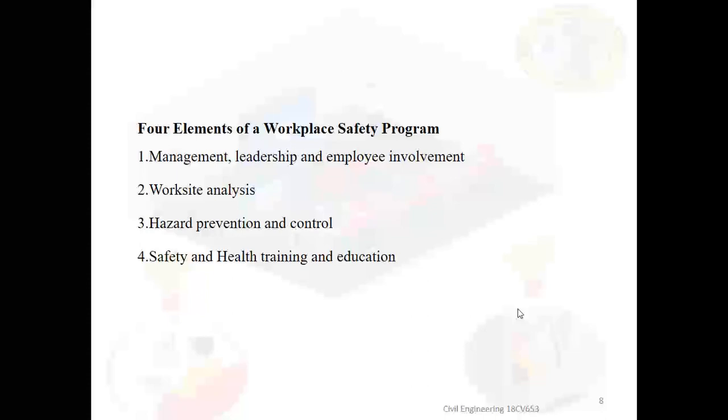Second one is work site analysis. We have to analyze the work site, what the procedures are. Then hazard prevention and control: we should know beforehand how to prevent the hazards and how to control them. Then safety and health training and education. If you provide safety and health training and education about the chemicals for everyone at the work site, then it is also one of the elements of a workplace safety program.